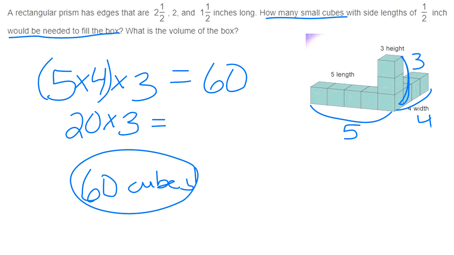Now the second part of the question says, what is the volume of the box? It's not the same. It's not 60. 60 is the number of cubes. Does anyone have an idea of how we would find the volume? Does anyone know how to find volume? What is the formula for volume?